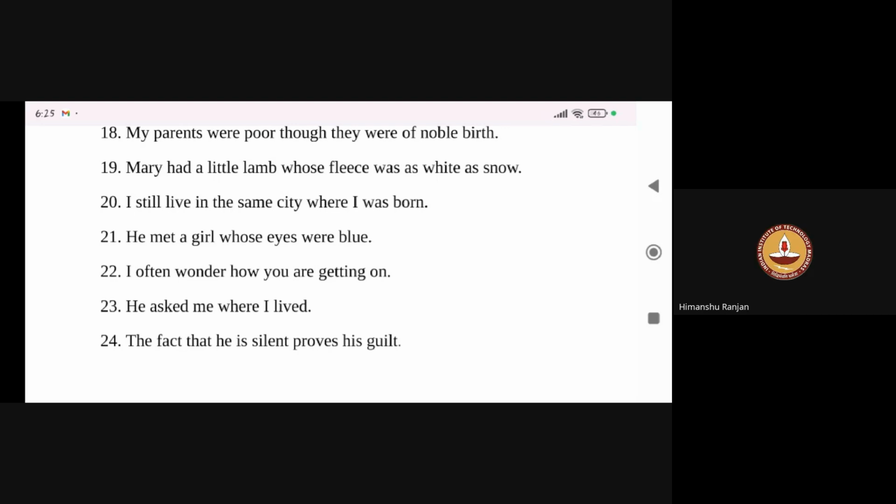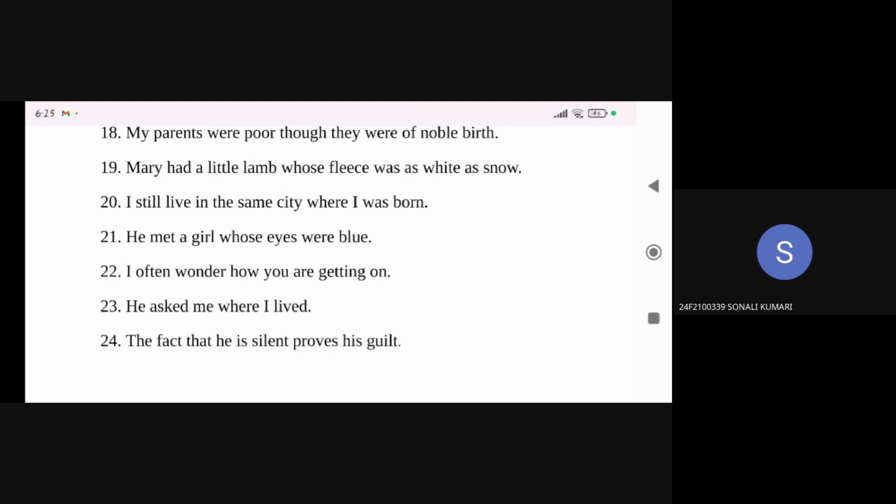Okay. I still live in the same city where I was born. I still live in this city where I was born. So what is this then? Adjective again. So city where I was born is an adjective clause. Right.